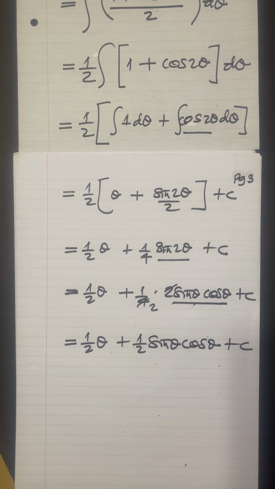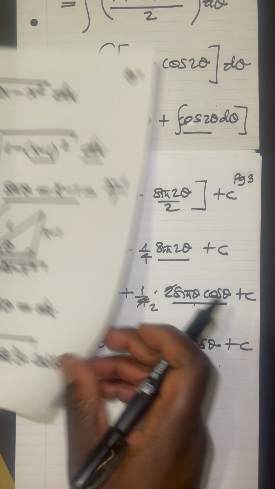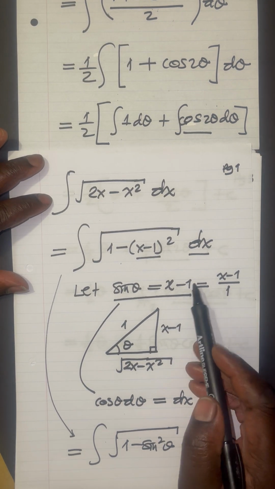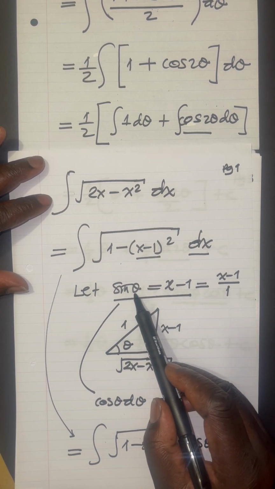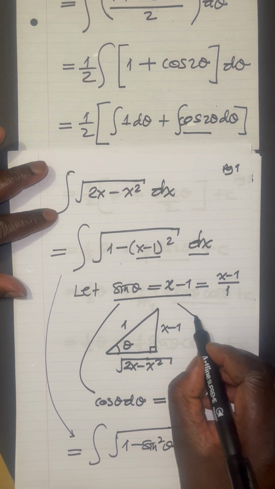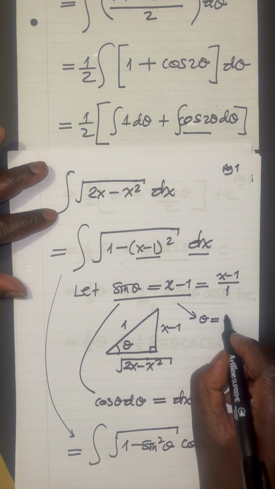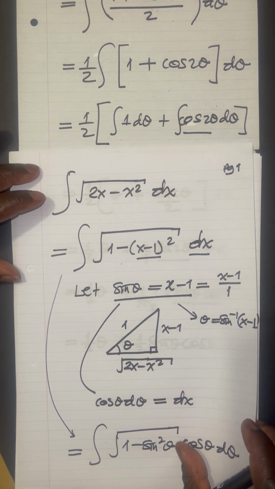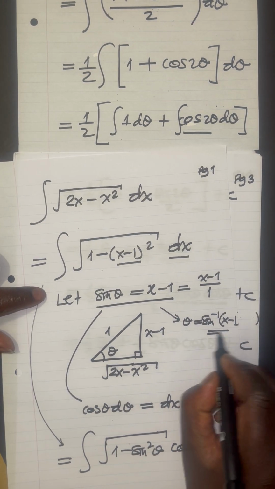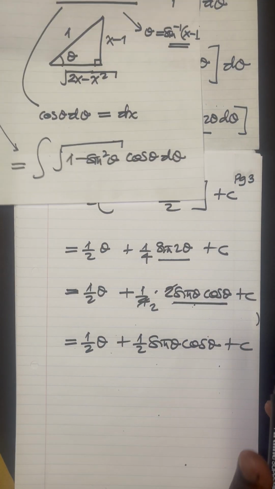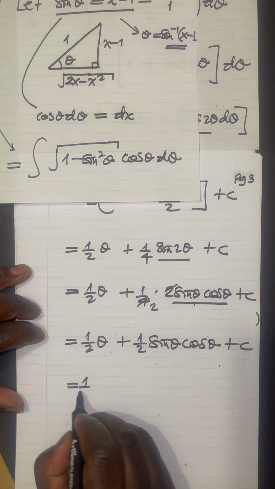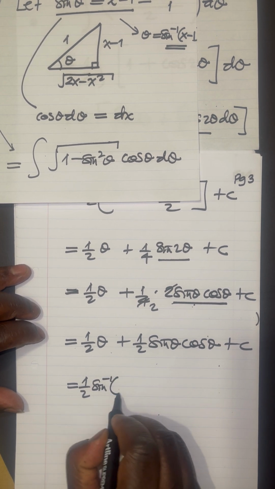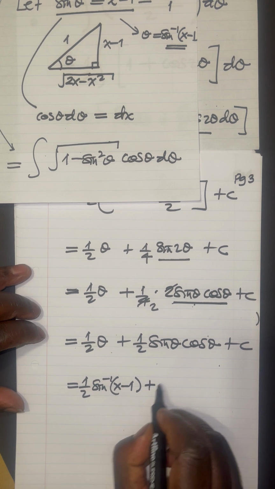Now we need to go back to our original variable, because theta is not our original variable. That takes me to page 1. Looking at page 1 here, you see the relationship between theta and x is that sine theta equals x minus 1. And therefore from here you can agree with me that theta is going to be sine inverse, or some people say arc sine, of x minus 1. So where I see theta, I must put this expression. So coming back here, this is going to be half of sine inverse of x minus 1 plus half.